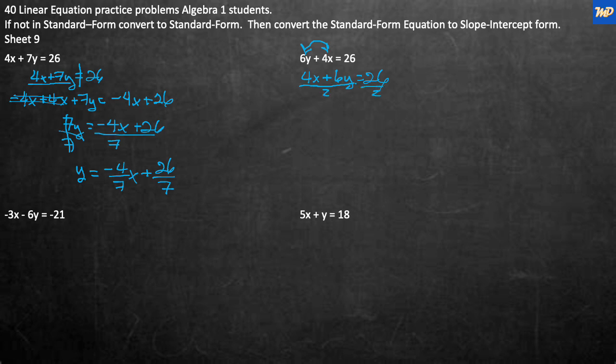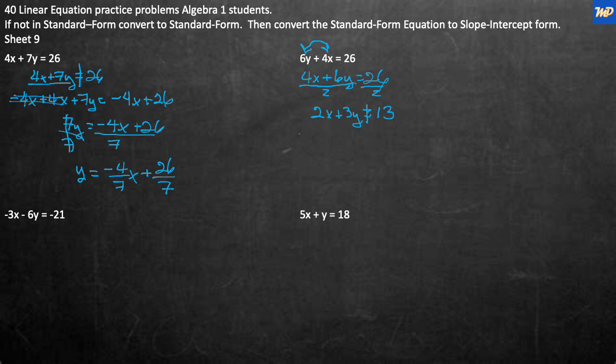And when we do that, we're going to get 4x divided by 2 is 2x, and 6y divided by 2 is plus 3y is equal to 26 divided by 2 is 13. Now, we're in the right form. Everything is good. We have to get rid of the x. We have to put the x on the right side and leave the y on the left, and leave the constant on the right side.